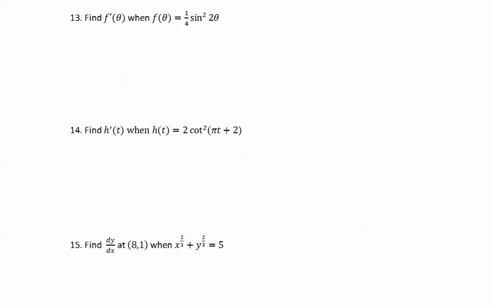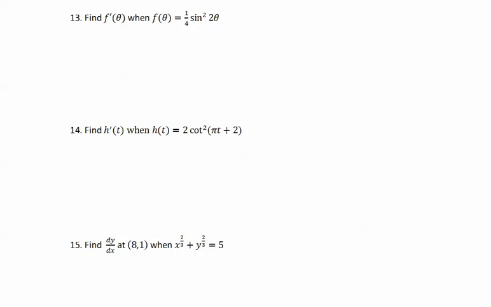Alright, in this video we'll go on to problem number 13 through 15. So in 13 we have a composition that is nested 3 deep there. Your outermost function is something squared. The middle function is sine of something, and the inside function is 2 theta. So how are we going to do this?